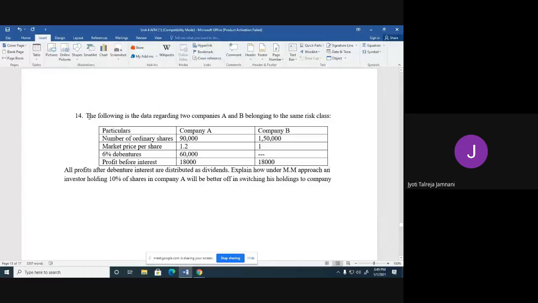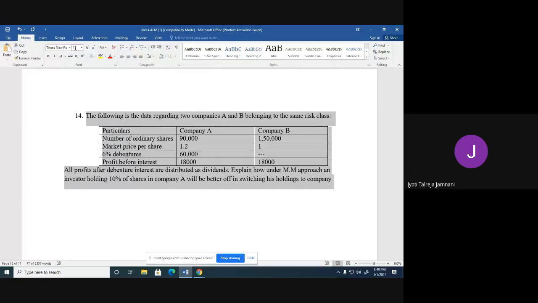Next problem. Just increase the font so you can read it properly.